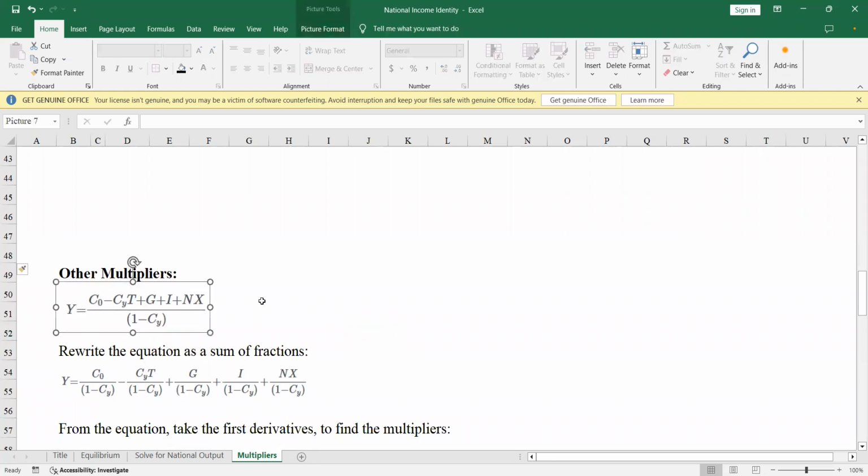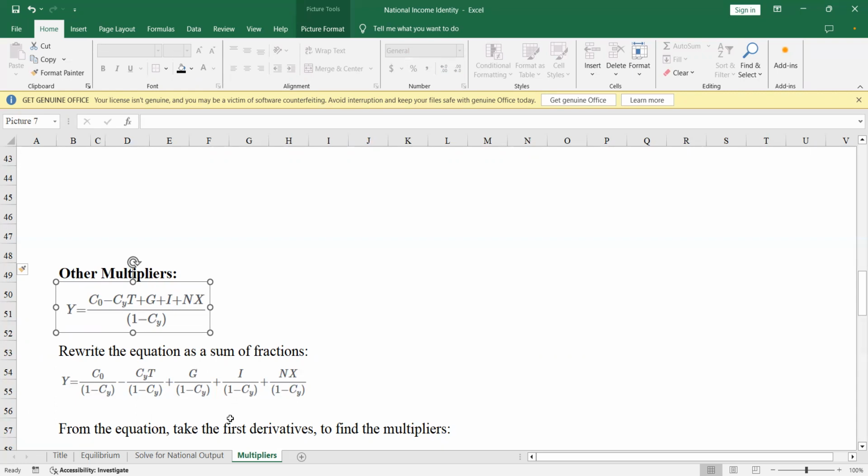So we found the equilibrium of the goods market to be at y equals c naught minus cy t plus c g plus I plus nx, the whole thing divided by 1 minus cy. Rewrite this equation as a sum of fractions, so divide each term by 1 minus cy individually. So y equals c naught over 1 minus cy, minus cy times taxes divided by 1 minus cy, plus G, the government spending, divided by 1 minus cy, plus the investment divided by 1 minus cy, plus net exports divided by 1 minus cy.